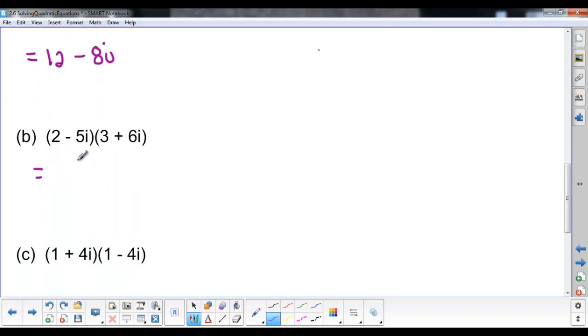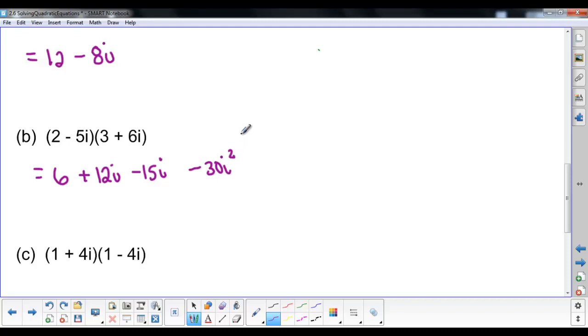When you are working with a binomial times a binomial, it's the same as if you were working with variables. So just do the normal distribution. 2 times 3, 2 times positive 6i, negative 5i times 3, and negative 5i times 6i gives me negative 30i squared.